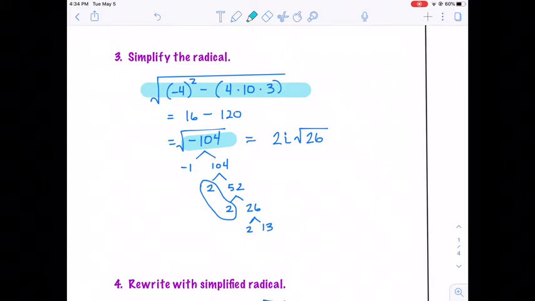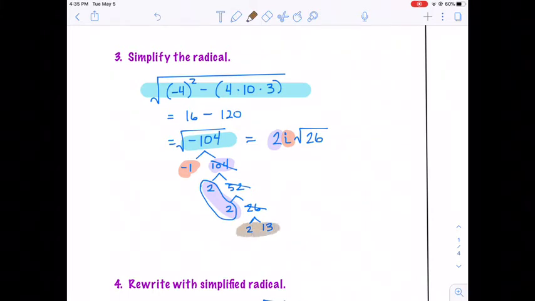Remember to break it down. Negative 1 times positive 104. Notice that negative 1 is going to be an i in your simplified radical. The 104 broke down to 2 times 52. The 52 broke down to 2 times 26. And the 26 broke down to 2 times 13. Notice I have a pair of 2's. So that pair of 2's is going to be one 2 outside of the radical when it's simplified.